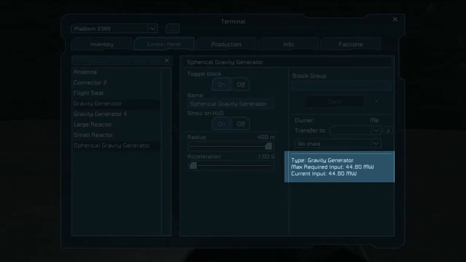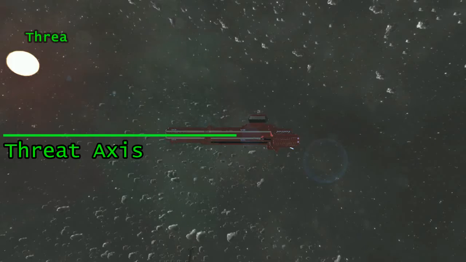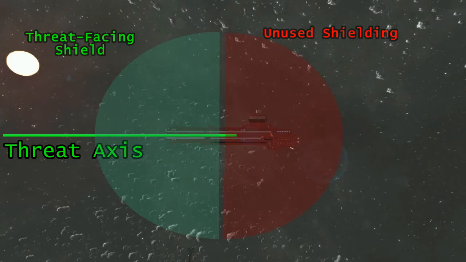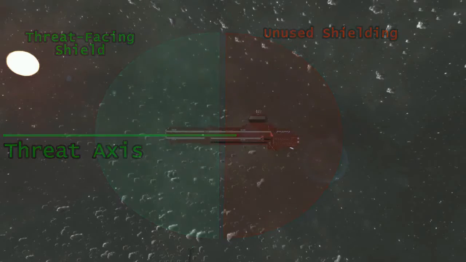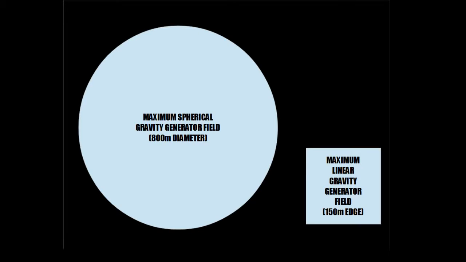Finally, spherical shields draw considerably more power per volume to generate a gravitational field, and frequently over half of that volume isn't helping deflect fire threatening the ship. Due to these disadvantages, linear shields are sometimes a more viable option. Linear shields have a much shorter range than spherical shields.